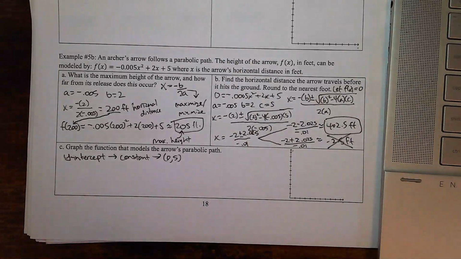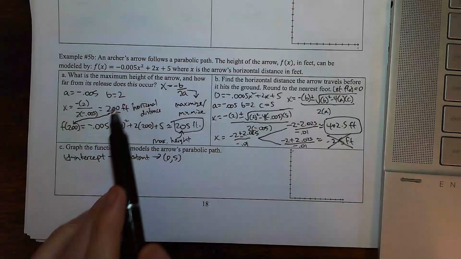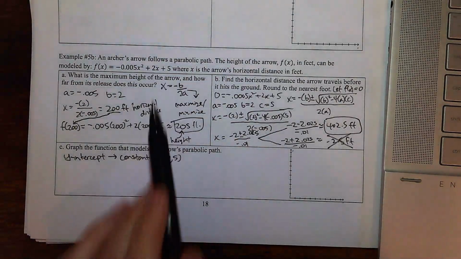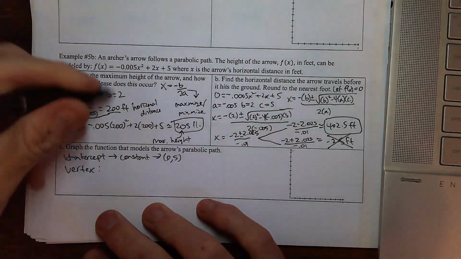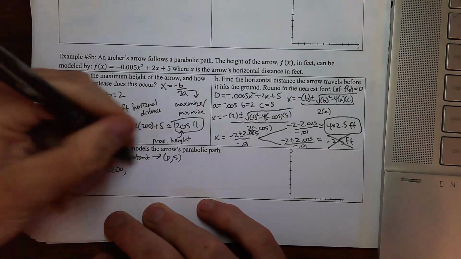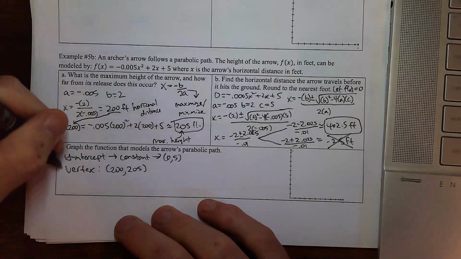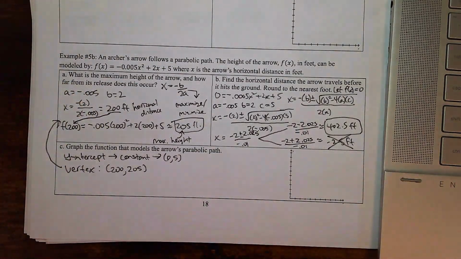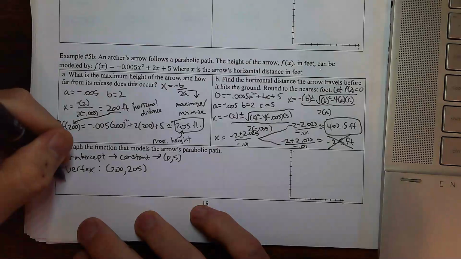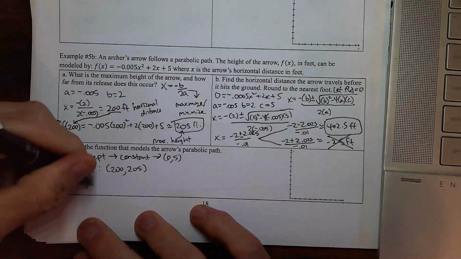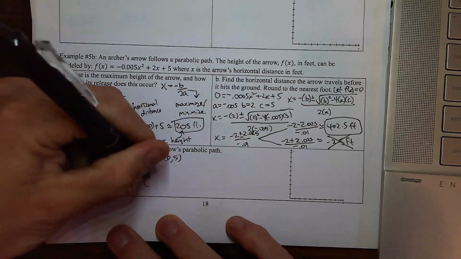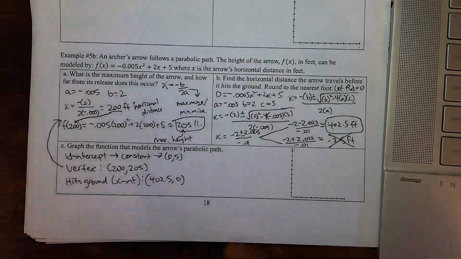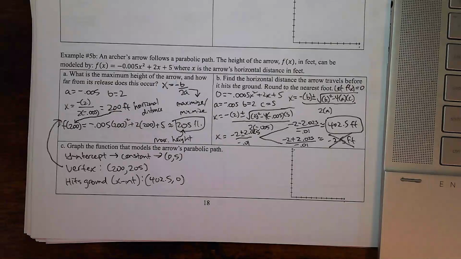Other things that I know, well, I know this maximum height, this point here, what I did in part A, that gives me the vertex. The x for my vertex is 200. The y is 205. So I have that point. And I also know when it hits the ground. Now that's technically an x-intercept at 402.5 and 0.